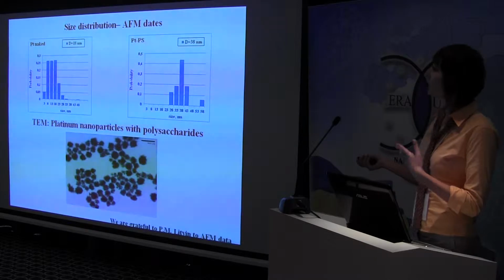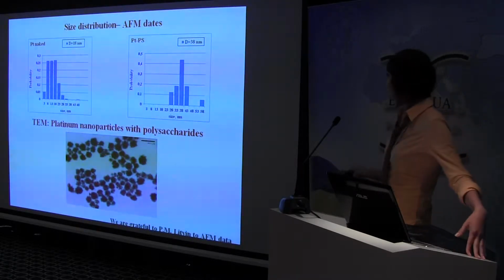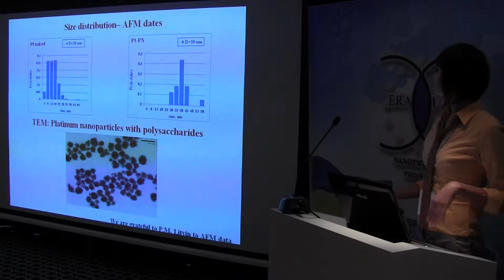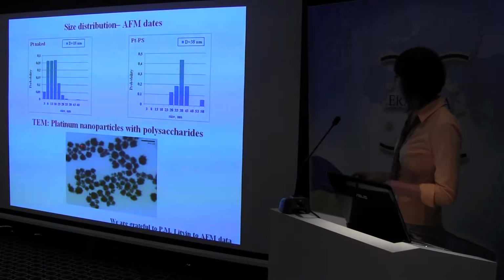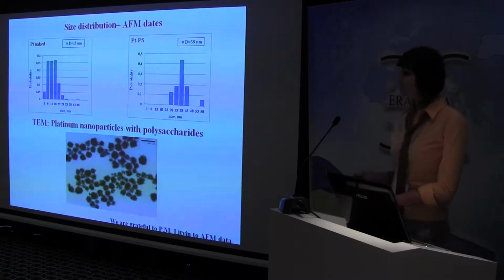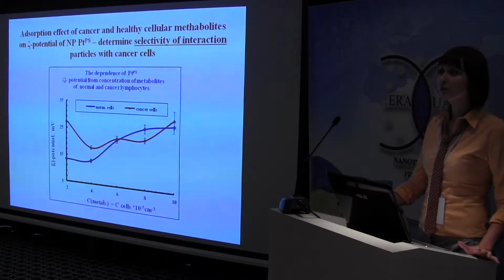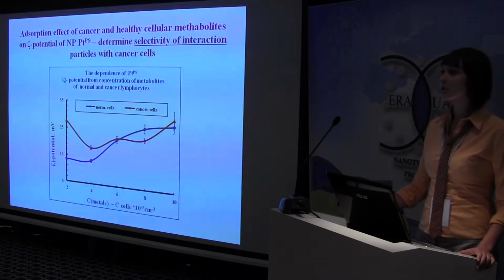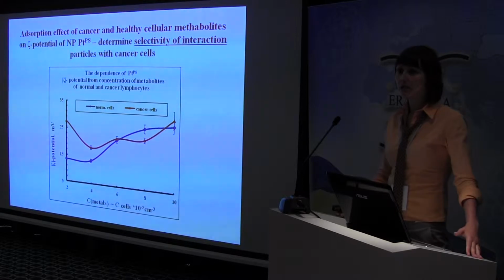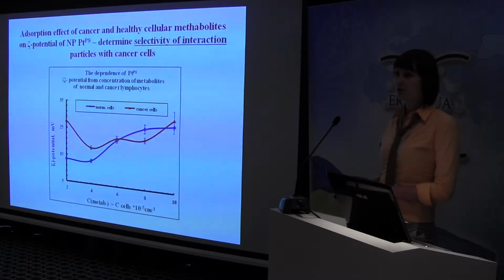To be sure of this, we use atomic force microscopy. Using transmission electron microscopy, we can verify that the nanoparticles have a polycrystalline structure. Previously, my colleague Estrella Victoria proposed that nanoparticles can aggregate differently with cancer and healthy cells due to differences in their metabolite composition.